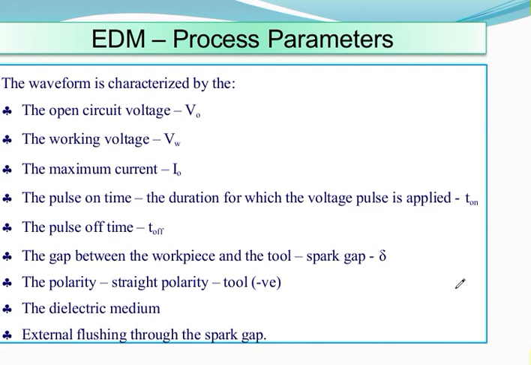The pulse on time, that is the duration for which the voltage pulse is applied, is denoted as T on. The pulse off time is denoted by T off. The gap voltage between the workpiece and the tool. And the most important thing is the spark gap that is formed, denoted as delta. The polarity, which can be straight polarity, that is the tool is negative, and the dielectric medium, and as usual external flushing through the spark gap also.